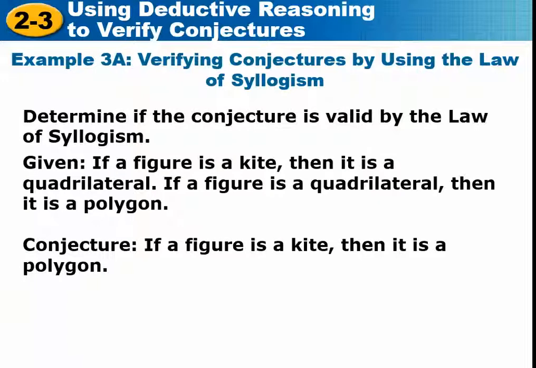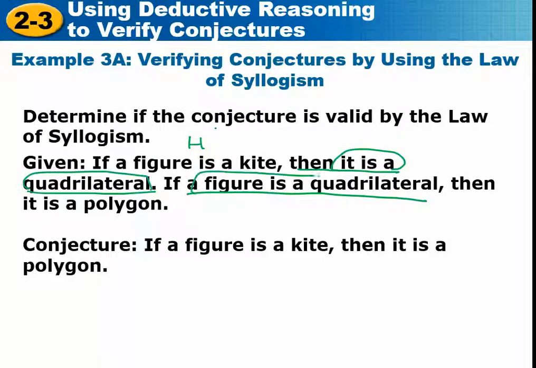Okay, let's look at this one. If a figure is a kite, then it is a quadrilateral. If a figure is a quadrilateral, then it is a polygon. Notice how this time it's already if-then, so that makes it easier. If a figure is a kite is the hypothesis. The conclusion is, then it is a quadrilateral. Then the next one starts out with, if a figure is a quadrilateral. See how they match? Which means you can skip over that and go right to the conclusion: if a figure is a kite, then it is a polygon. And that's exactly what their conjecture is.